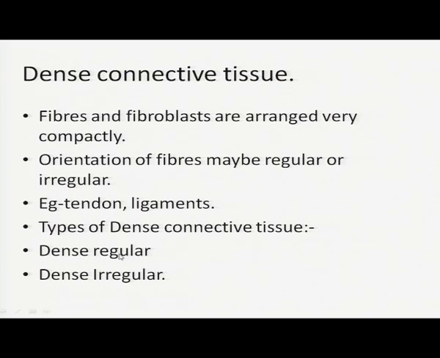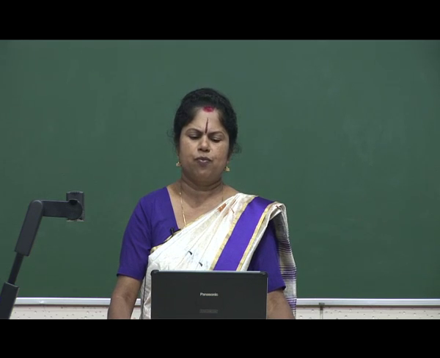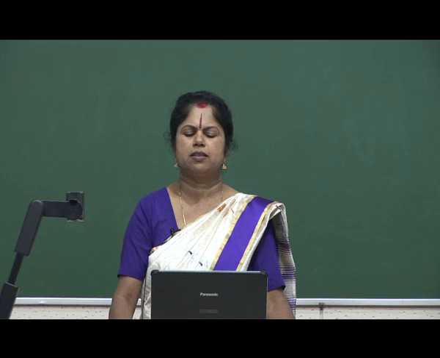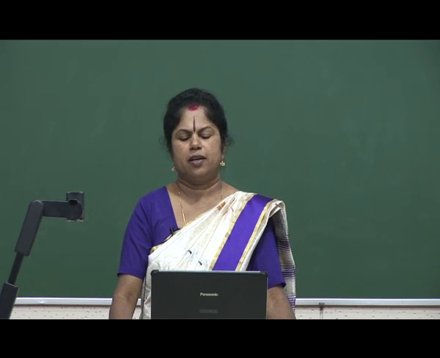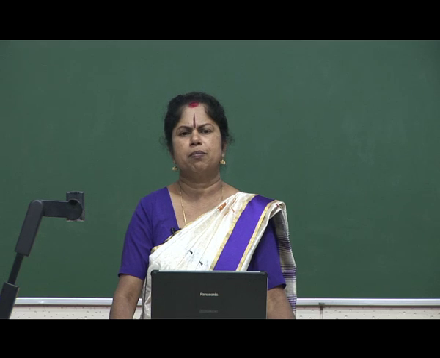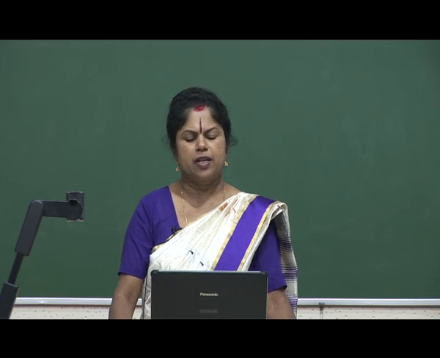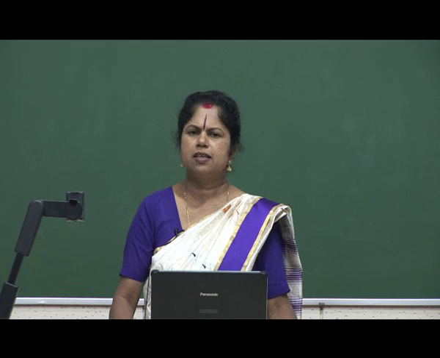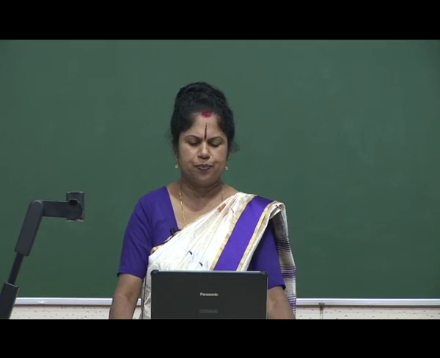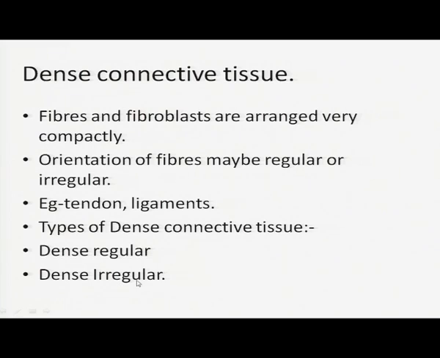Dense regular and dense irregular. There are two types based on the arrangement of fibers as well as the fibroblasts. If they are arranged in a proper, regular manner, then we call it dense regular connective tissue. And if they are arranged in an irregular manner, then it is known as dense irregular connective tissue.